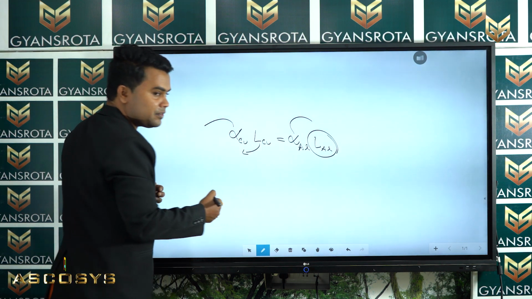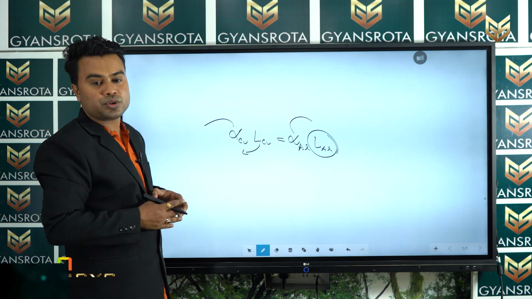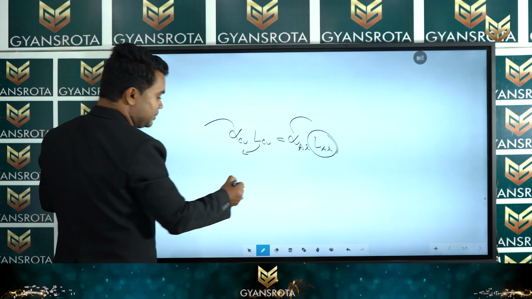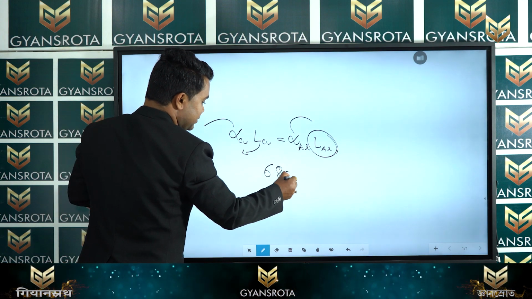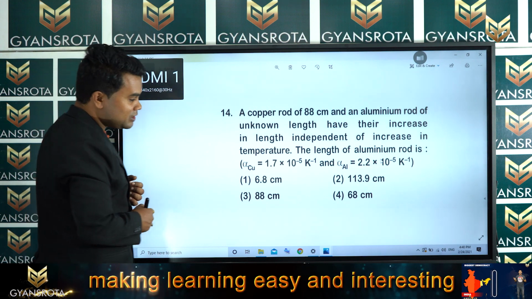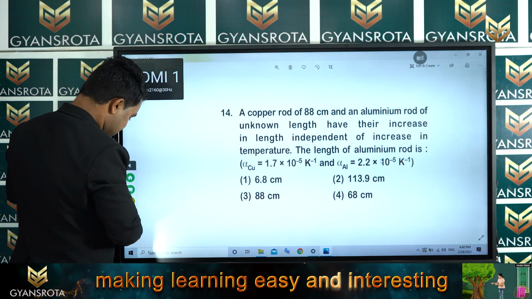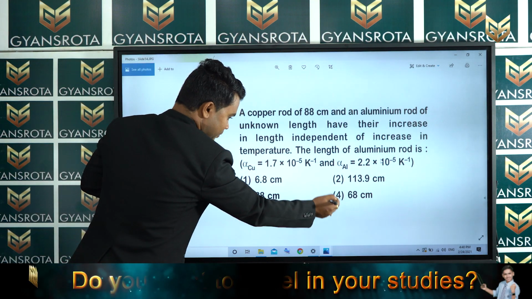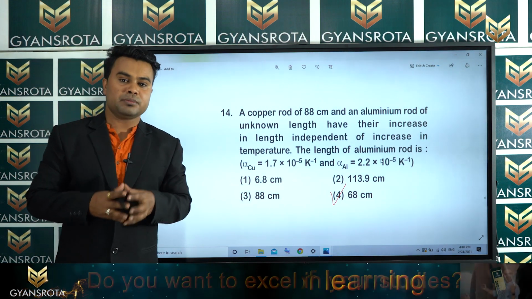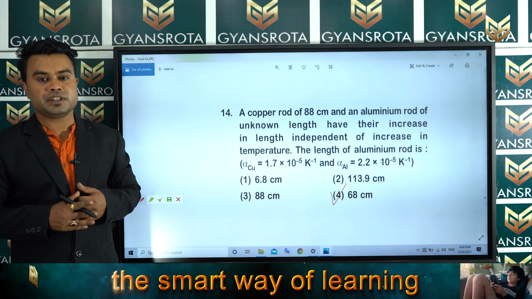I hope it will be easy for you. All the three quantities are known to you. Your final answer, if you solve this one, will come out to be 68 centimeter. You just have to apply simple mathematics on it. That's it. Your answer will be 68 centimeter. It's there? Yeah, it's there. So, this is the right answer. Fine. Question number 14 is done. Let us move to question number 15 now.